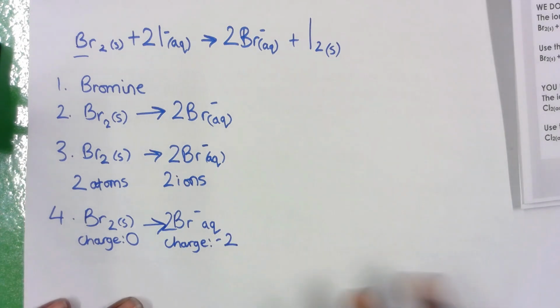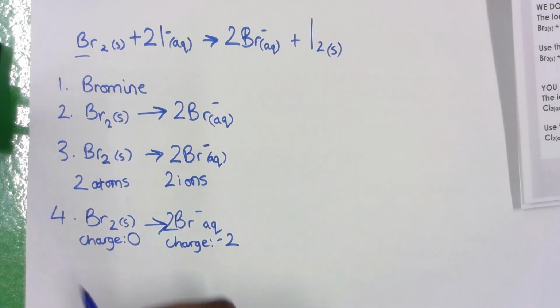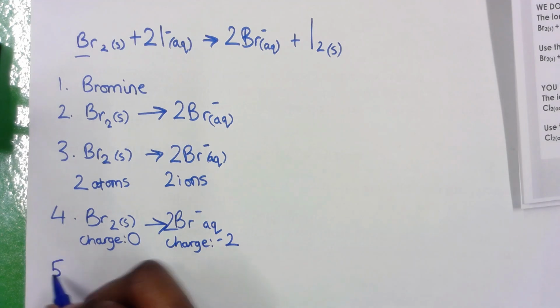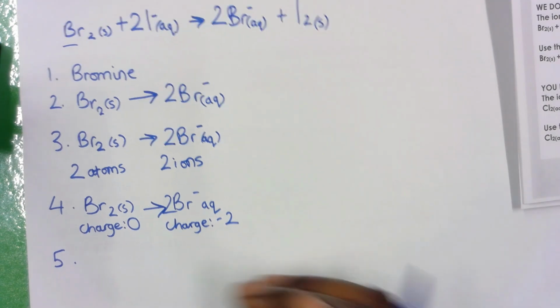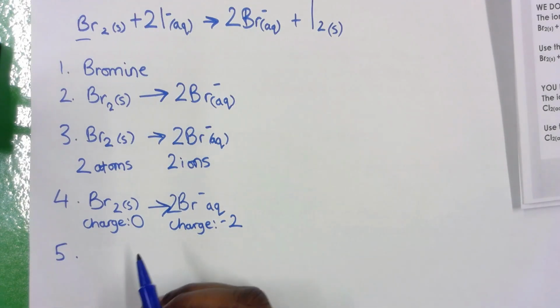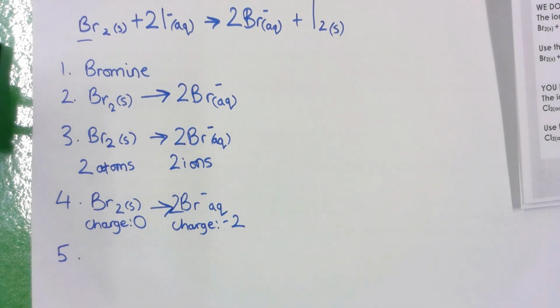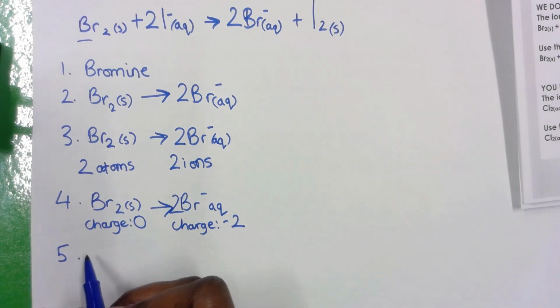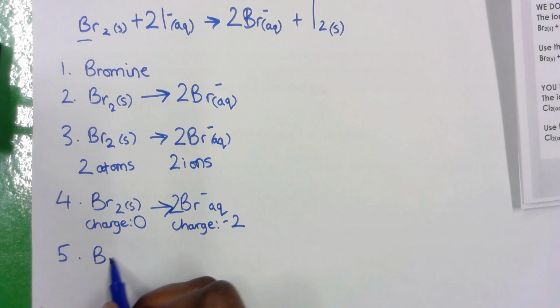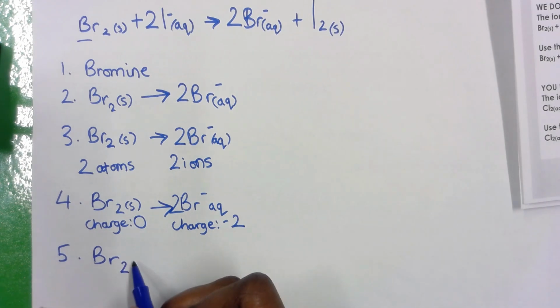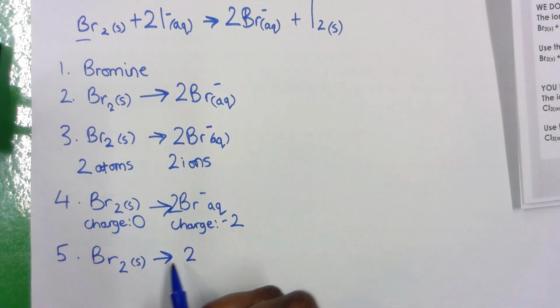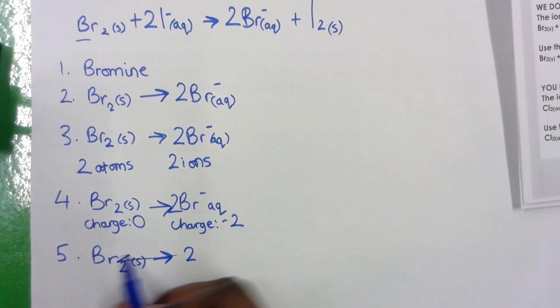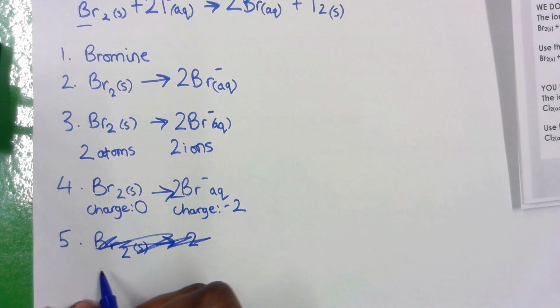Right, so we now need to balance the charges with electrons. If you look at step 5 now, it says balance the charges with electrons. So again, I'm going to write out the half equation to my right.